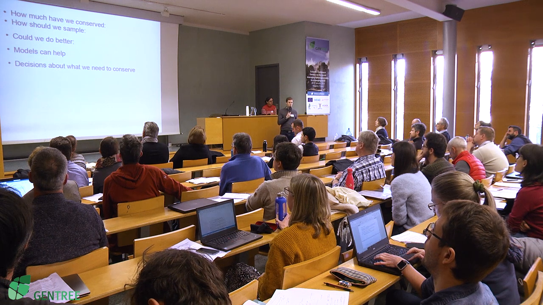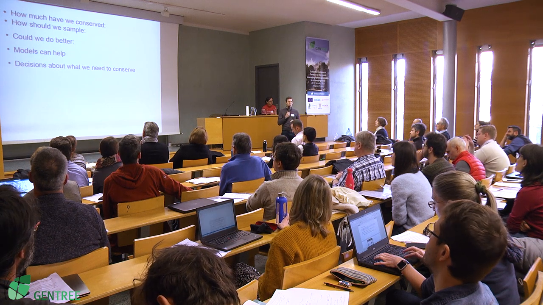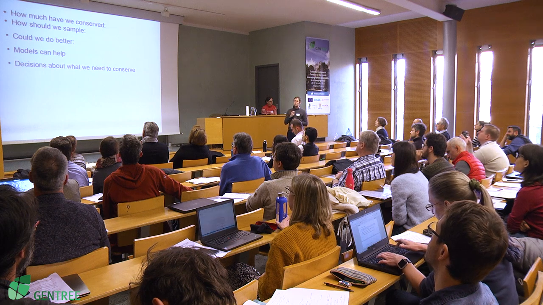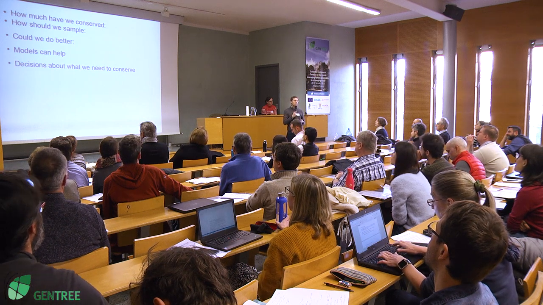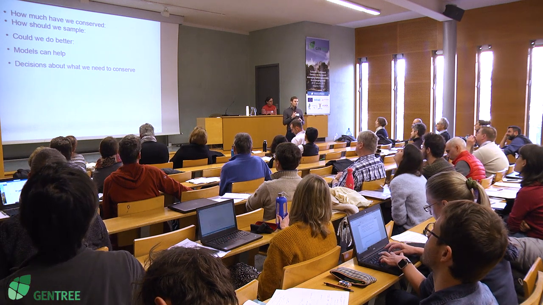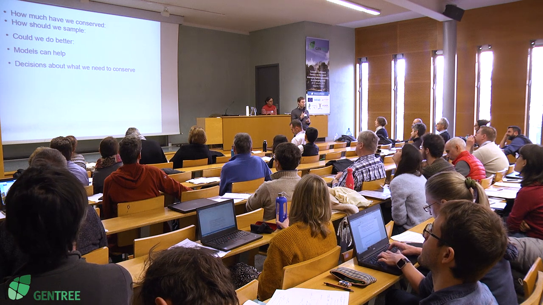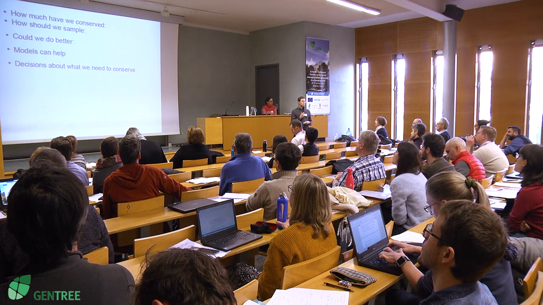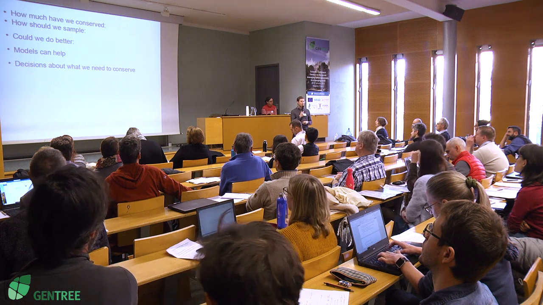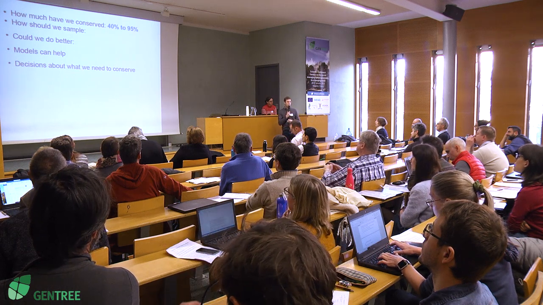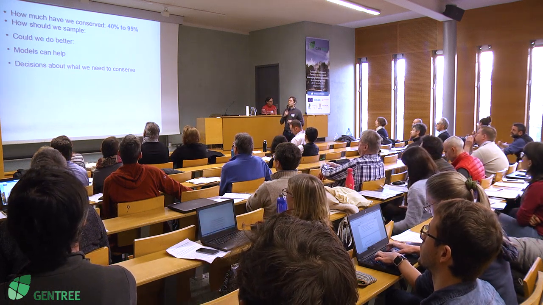Now I'll run through the results and leave them up here for you to ponder. How much have we conserved for these 11 rare species, which I think are good case studies? So these are species we put a lot of effort into. Most species we're probably preserving at a lesser degree than these in botanic gardens. So for our work, it was 40 to 95%.